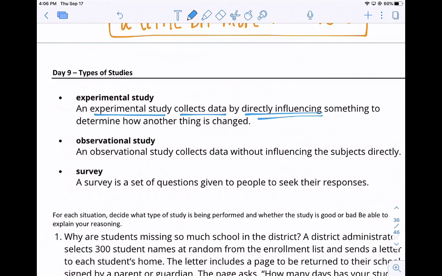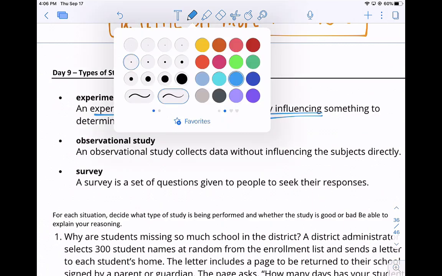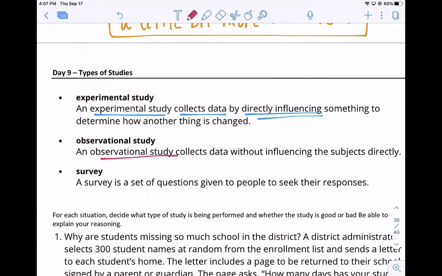An observational study collects data without influencing the subjects directly. So with one you do something and see what happens, and with the other you don't do something but still see what happens. And a survey is a set of questions given to people to seek their responses.